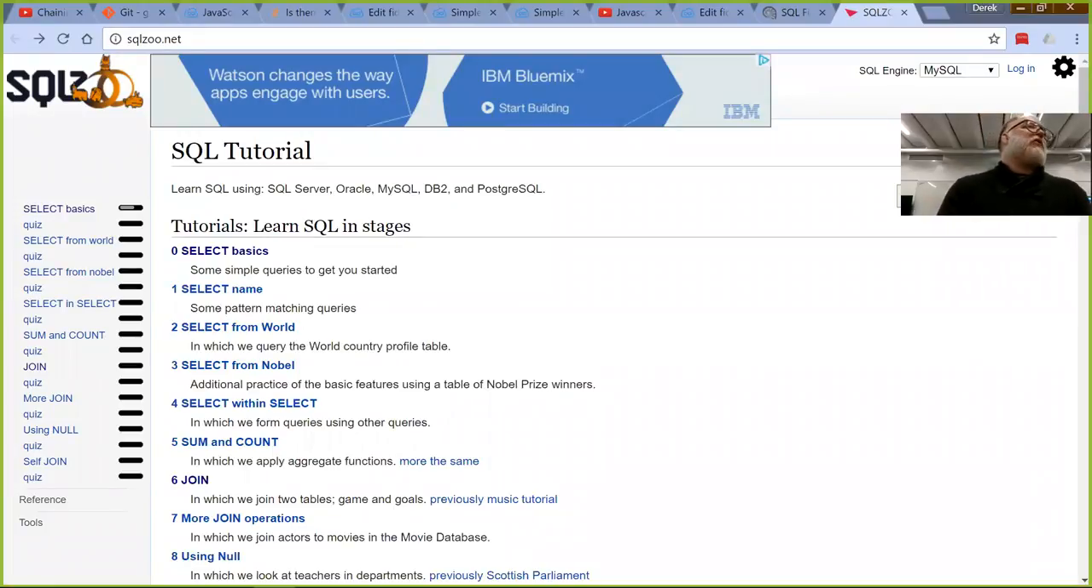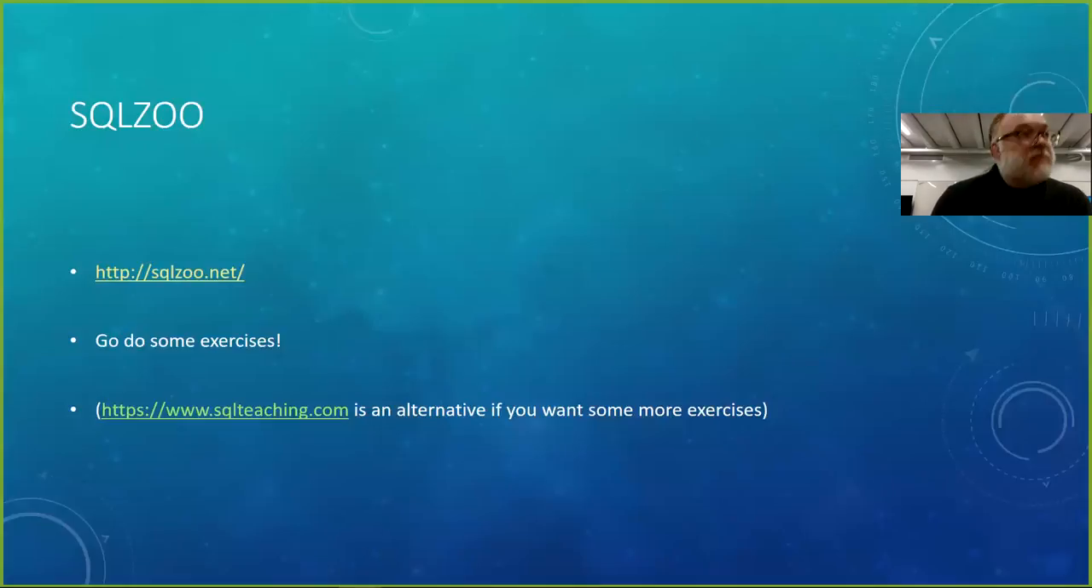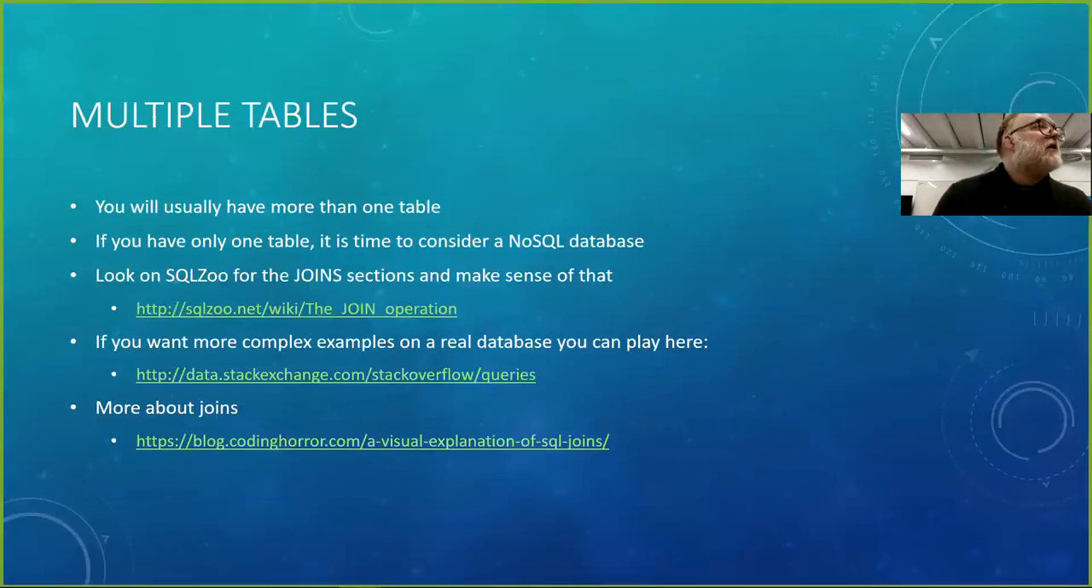And so let's skip ahead a little bit and talk about joins here for a minute. I think that's what I was doing next. Yeah, that's what I was doing next. So multiple tables. If you only have one table in your database, it's really time to consider a NoSQL database rather than a relational database. There's really no advantage to using SQL for a single table database.